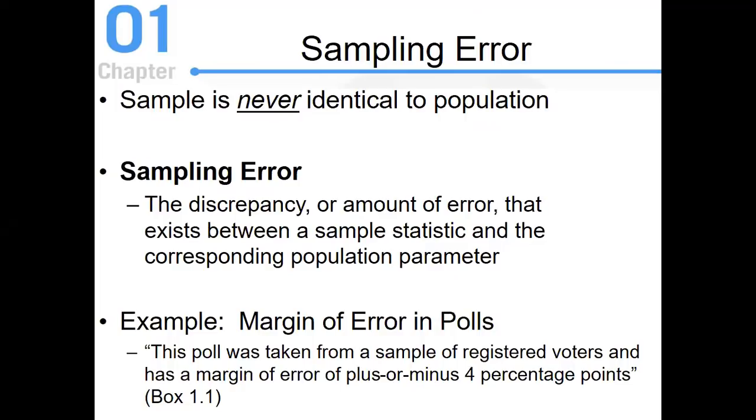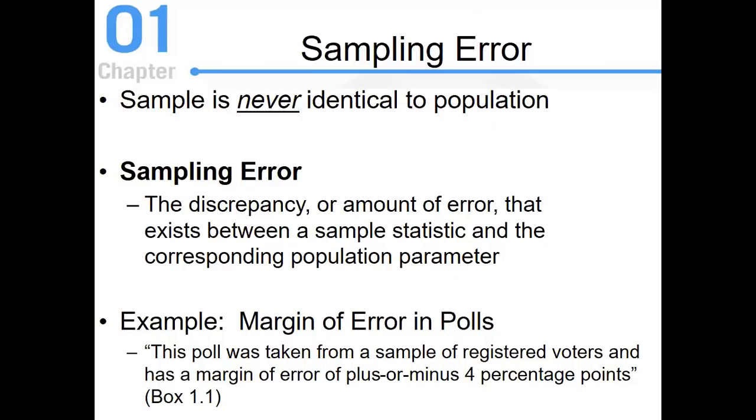Another key idea that's going to be coming up over and over again is this notion of sampling error. A sample is never identical to the population. Whenever we take a subsection of a larger group, it's not going to be identical to the population on every level. Now, hopefully it's going to be very similar, but there will be some discrepancy. So that is what we call sampling error. It's the discrepancy or the amount of error that exists between a sample statistic and the corresponding population parameter.